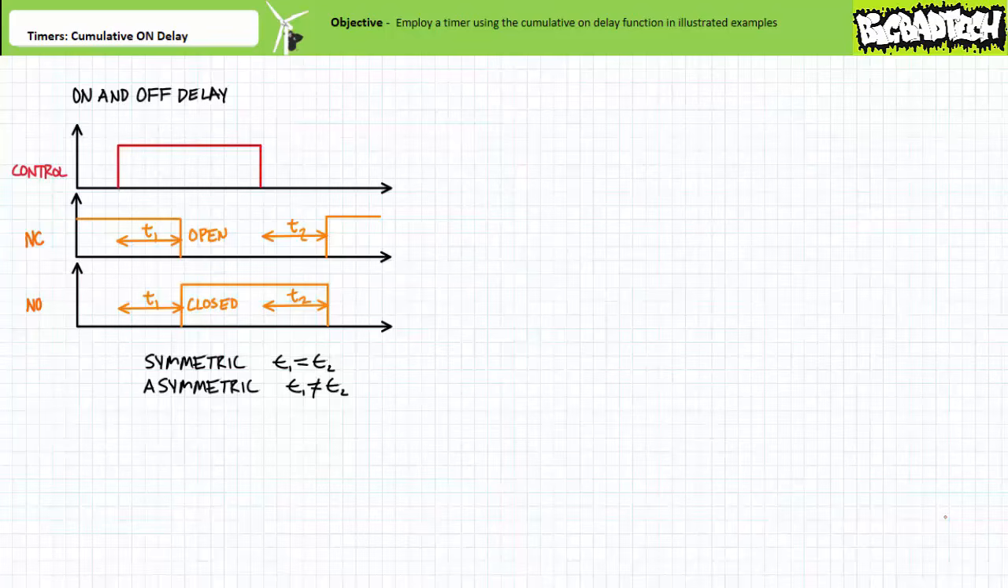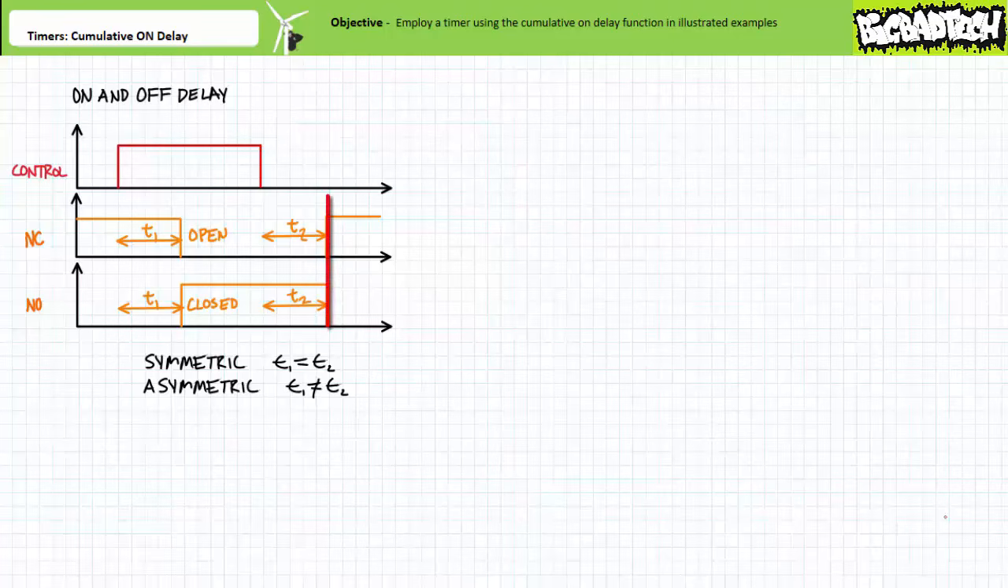When the controlling input is de-energized at this instant here, the associated contacts do not immediately switch to their opposite state, but rather maintain their activated state. The normally closed contact remains open, and the normally open contact remains closed.